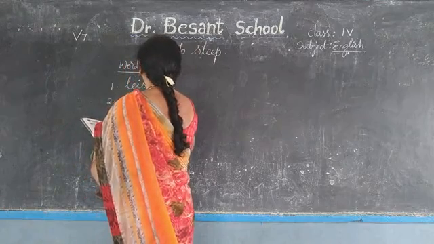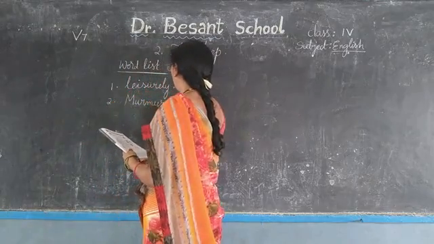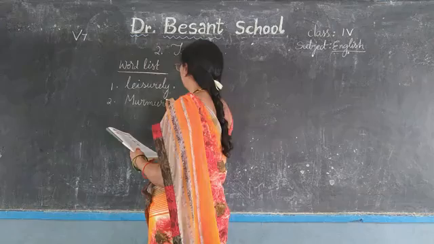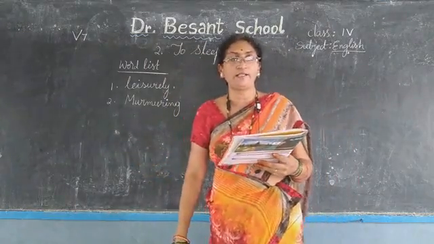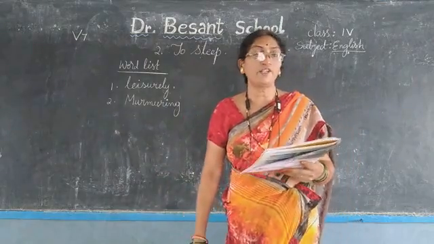M-U-R-M-U, murmuring, R-I-N-G, murmuring. The fall of rivers, winds and seas. Okay, now come to the second stanza.